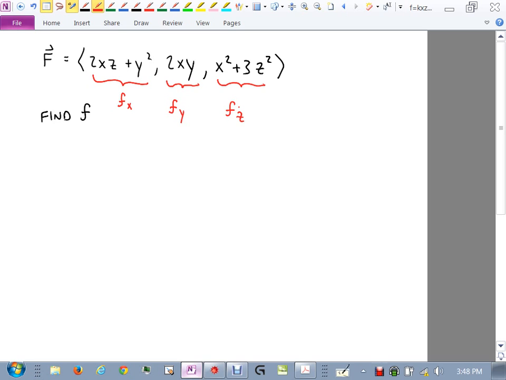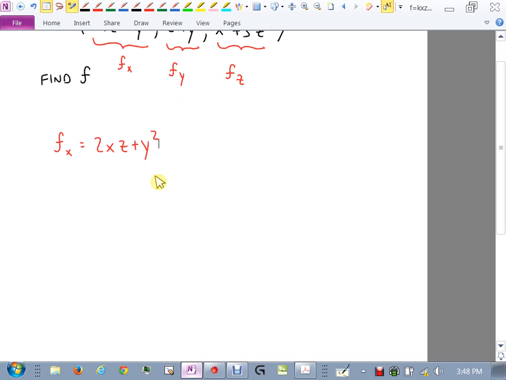So just like before, I'm going to pick the first one. I'm going to go partial of f with respect to x. I know what that is. It's 2xz plus y squared. So now from that one piece of information, I'm going to go backwards to try and get little f. So I'm going to do the integral with respect to what on both sides? With respect to x, right? So I take the integral with respect to x on the left, integral with respect to x on the right.